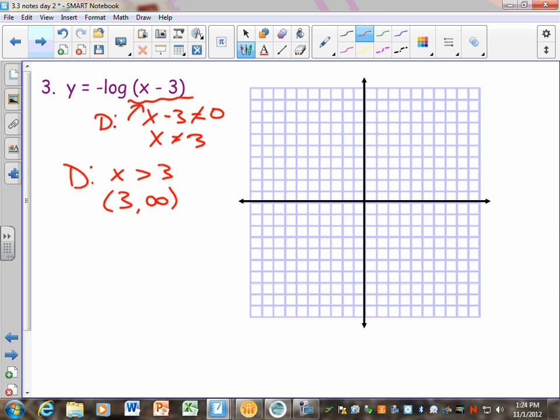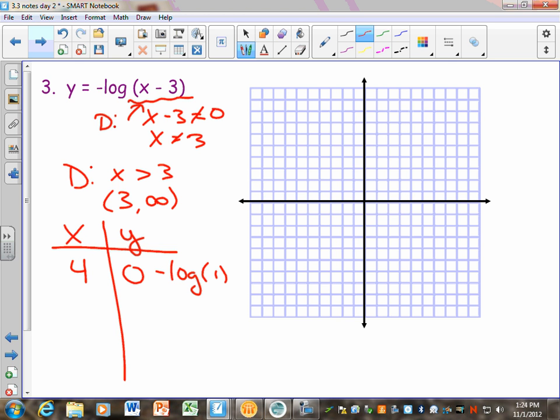I think it's a good idea to start with that because it tells you where to start your XY chart. Don't pick 0, don't pick 1, don't pick 2, don't pick 3. Can't pick those. So what's a good number to start with? 4. And this one is log base 10, but I want to show you how we can really do this without a calculator. Because if I plug 4 in there, what do I get inside there? 1. And what's log of 1? And even though there's a negative in front, negative of 0 is still just 0.